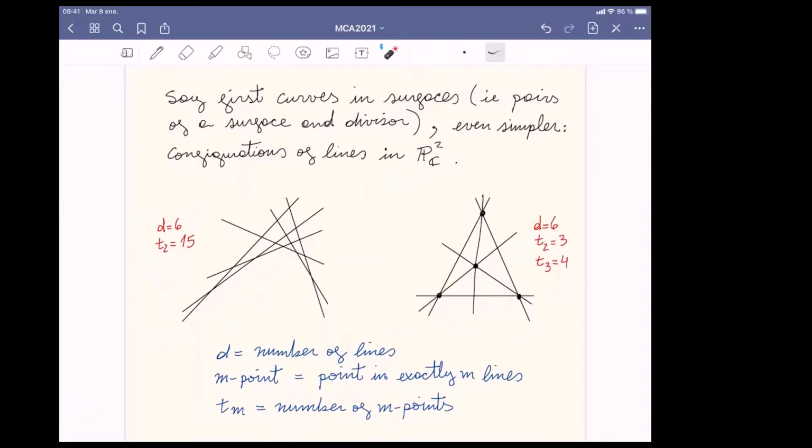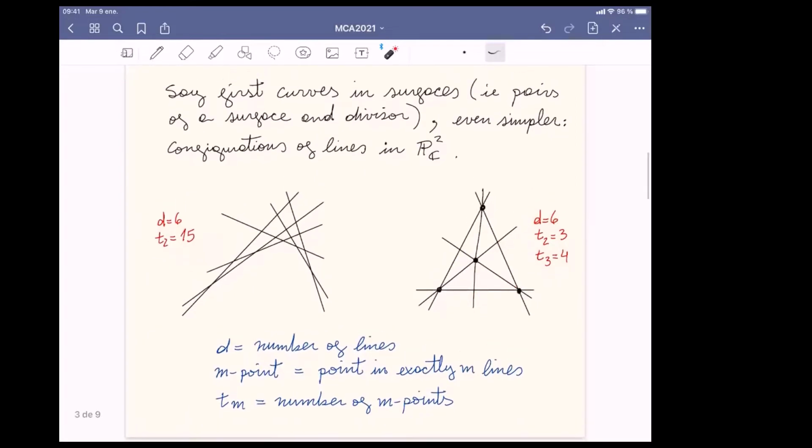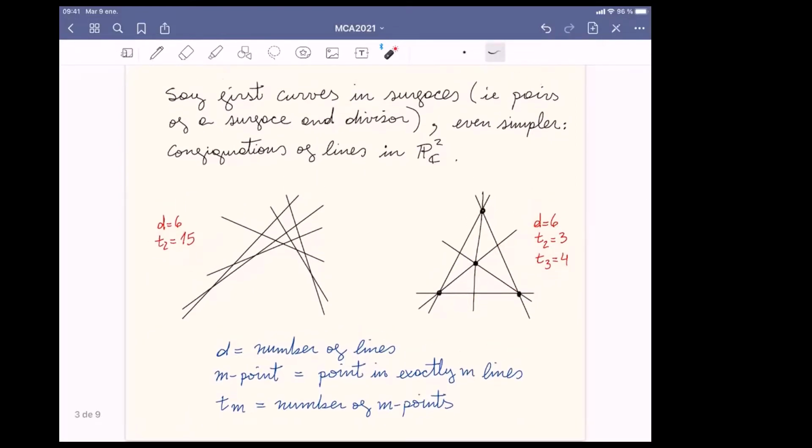For me, D is the number of lines. An m-point means a point that is exactly in m lines, and tm is the number of m-points. So here you can count 1, 2, 3, and t2 is 3. So 1, 2, 3, 4, t3 is 4. And we have 6 lines. And here there is 15, because it's 6 choose 2. So that is the notation for lines.